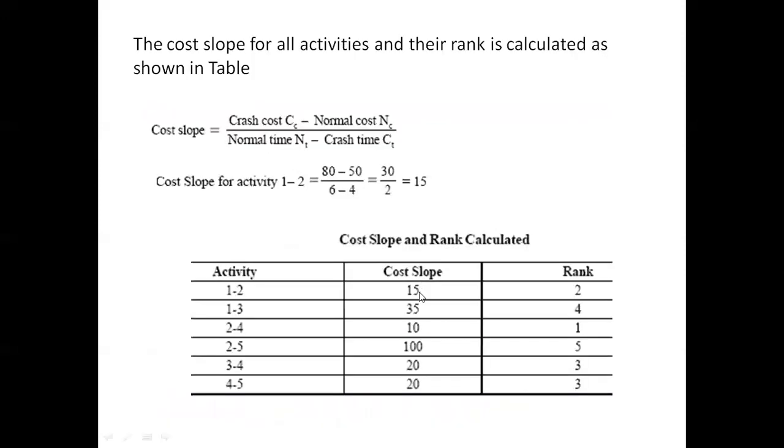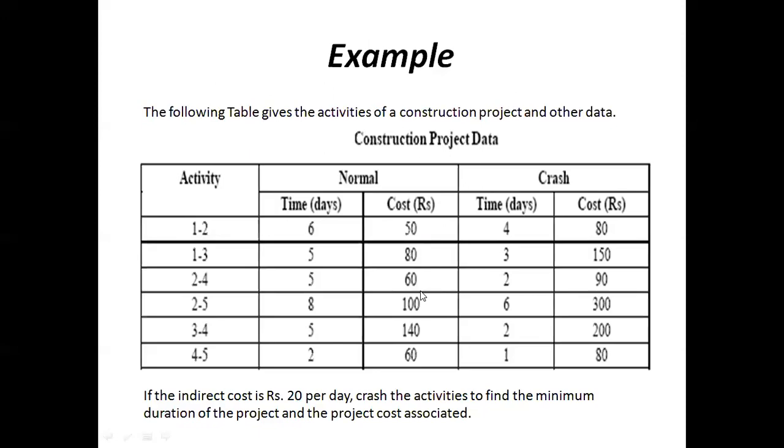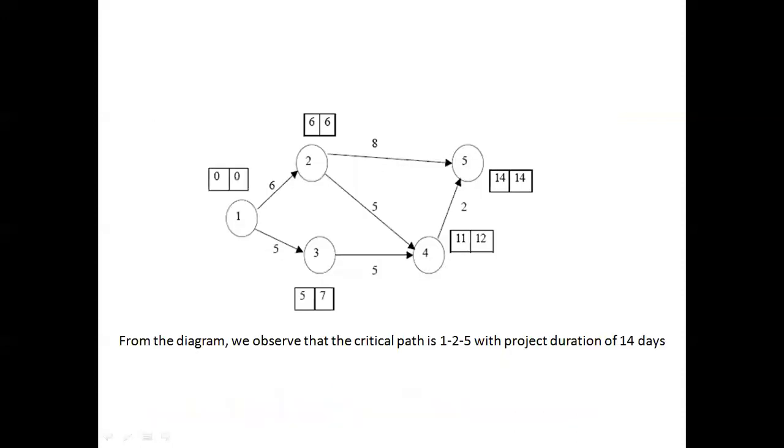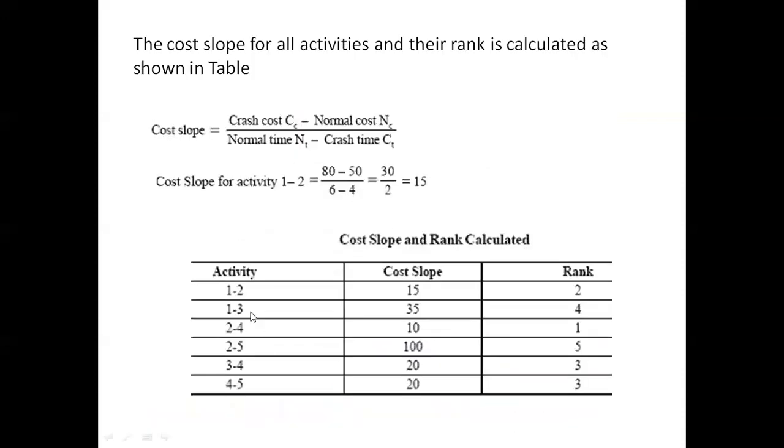Okay. Similarly, for 1 to 3, this is 150 minus 80, which is equal to 70. Then 5 minus 3 equal to 2, so 70 divided by 2 means it is 35. 35 is the cost slope for activity 1 to 3. Like that, we have calculated the cost slope. Then here we have given the rank.